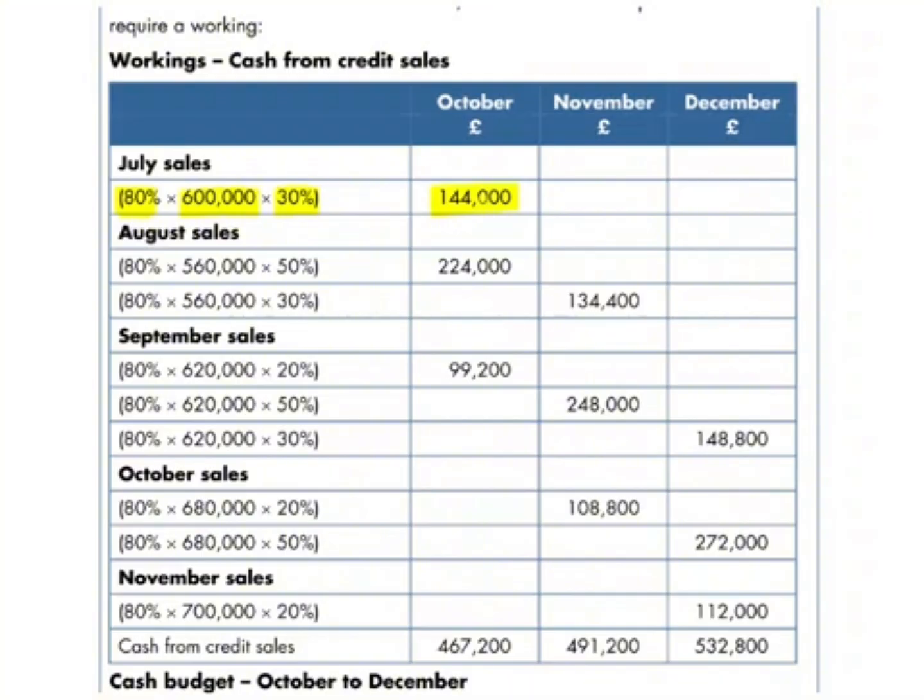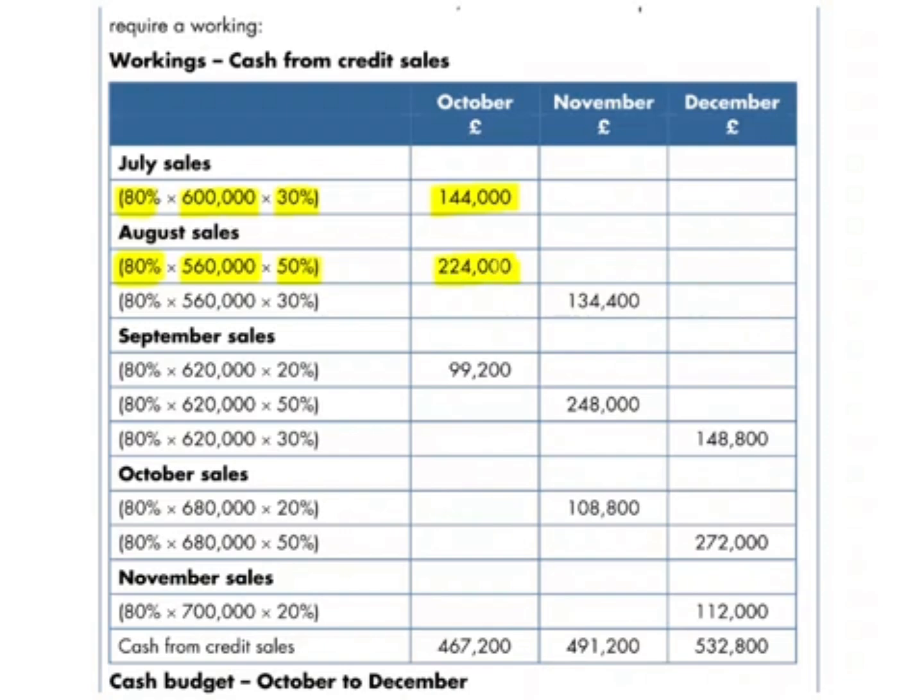So from the July sales, in October, we will be receiving £144,000. From the August sales, remember 50% of our customers pay us 2 months after the sale has taken place. So from the August credit sales, 50% will be outstanding and would be received in October. From the August sales, £560,000 is our total sales. 80% of those total sales are credit sales, and 50% of those credit sales will be received 2 months after the sale has been made.